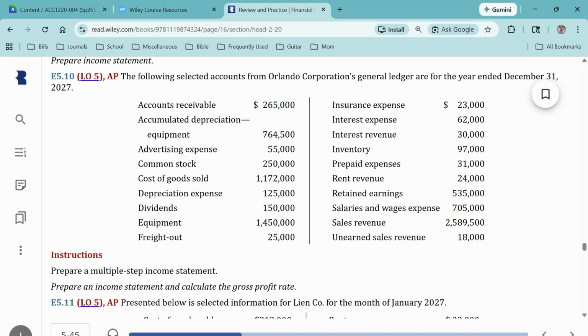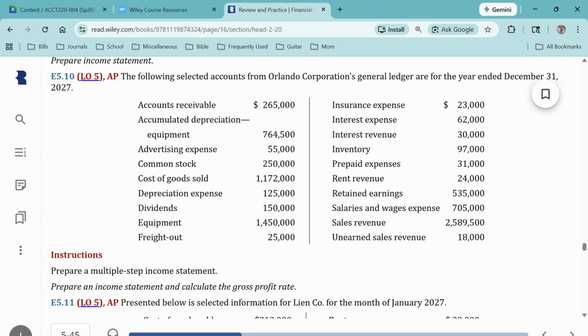You just happen to be a landlord and you're generating some revenue from doing that, but that's not the reason you exist as a business. So any non-operating revenues have to go down lower somewhere else on the multi-step income statement. Does that make sense?